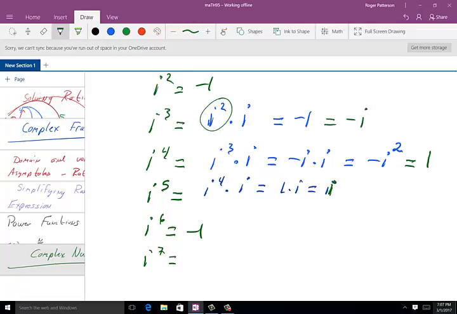That means i to the seventh is negative i. i to the eighth is 1. i to the ninth is i. So it starts over, right? i to the tenth is negative 1. So here's the deal.